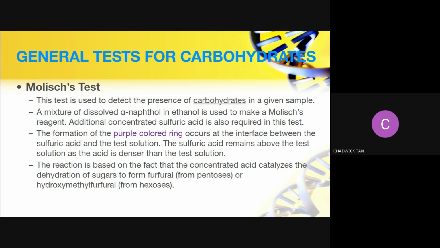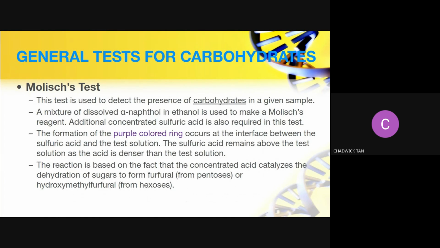Oh, sorry. The acid is denser than the test solution. So, dapat nasa baba. Maling nakasulat dito. Okay. So, anyway, I will correct that.